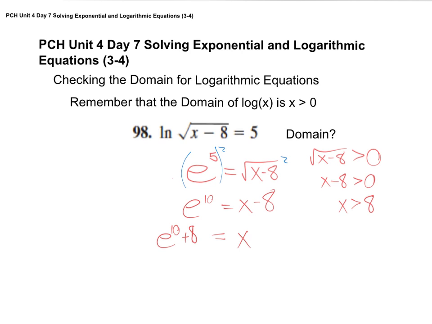Yeah. In what scenario do you have two different inequalities and you have to choose? That's where you have more than one logarithm in the equation.